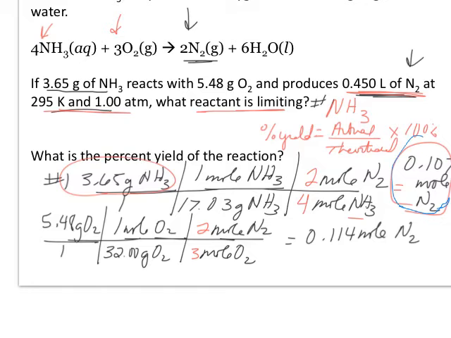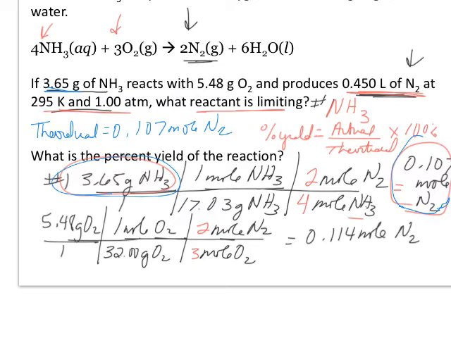I'm sorry, this is theoretical. This is theoretical. Yes, that's the thing here. So when we solve this, theoretically, this is the most that you can get because you only have 3.65 grams of ammonia. This is your limiting reagent. So your theoretical, you've already solved for. Theoretical is your limiting reagent, 0.107 mole of nitrogen.